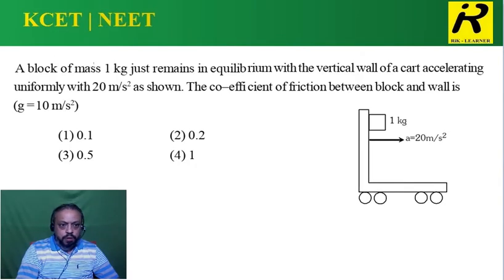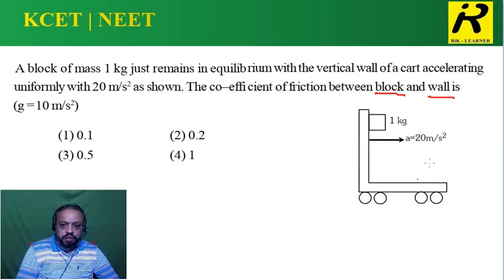A block of mass 1 kg just remains in equilibrium with the vertical wall of a cart accelerating uniformly with 20 meter per square second as shown. The coefficient of friction between block and wall is. So here we have to find the coefficient of friction between what and what? Between the block and the wall.